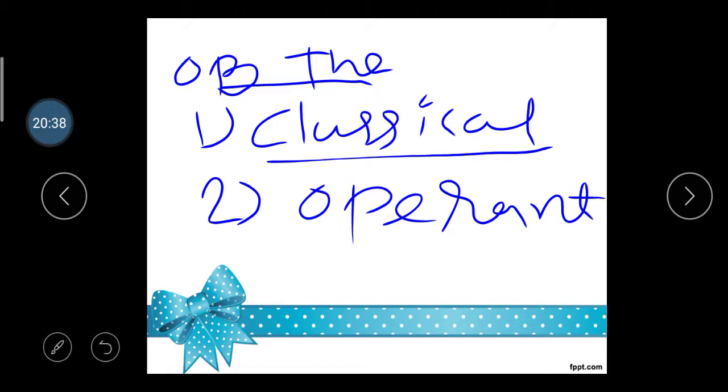So the first one is positive. If they follow a pleasant future response, it brings about the desirable behavior.